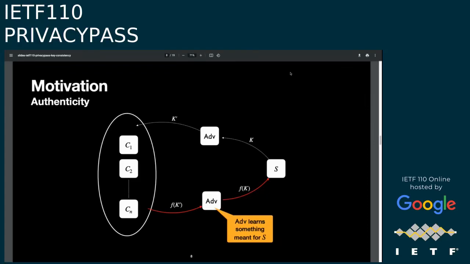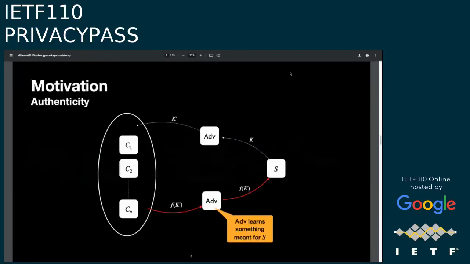Usage of that particular key would allow the adversary to potentially learn something that was meant for S. So if it's a public encryption key, as in the case of ODoH or HTTP, and the adversary is someone that the client did not intend to actually encrypt its message for, the adversary could easily learn information about the client's usage of this particular key, which is not great.